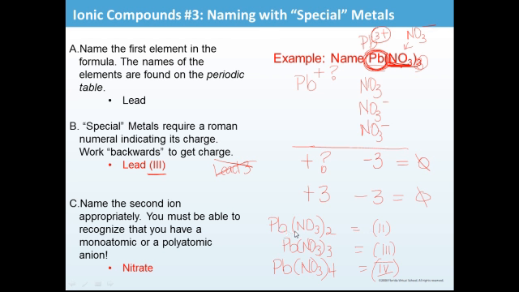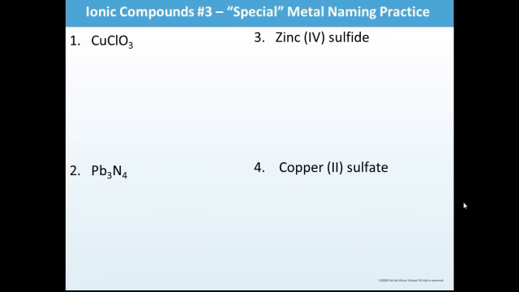Wasn't it easy when we had the main group metals? We didn't have to worry about that, did we? Because main group metals always keep the same charges. But with the special metals, lead and tin, they don't always have the same charge. So we must, in our name, identify what the charge is. It's your time to practice. So pause the recording, and do the best you can with these 4 problems.